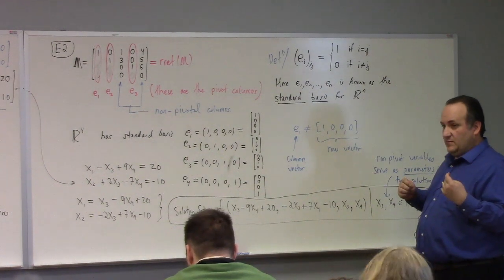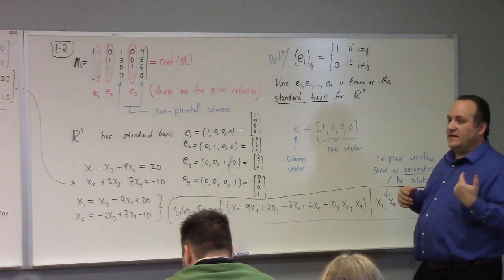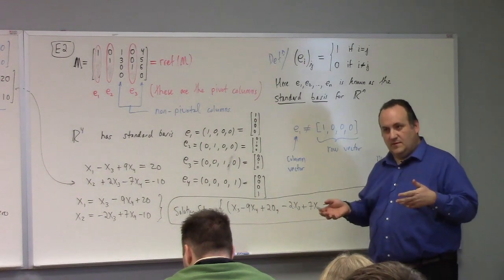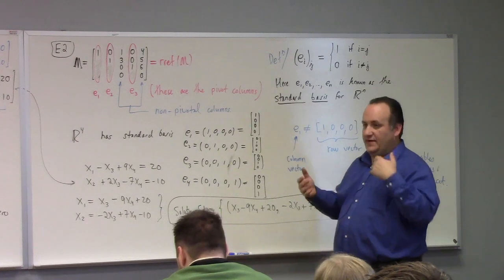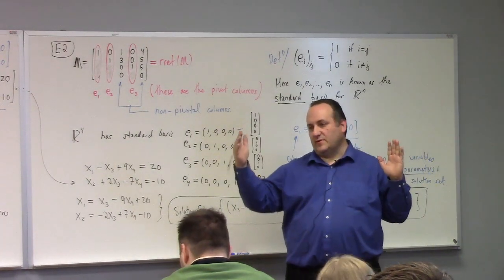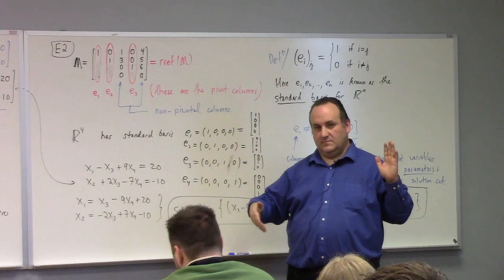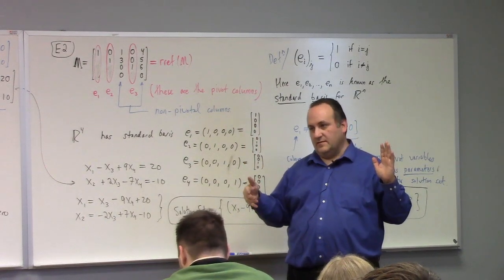It depends on the system. Does x1 always have to be a pivot variable? No. How could x1 end up not being a pivot variable at all? What would have to happen is you'd have to have a system of equations where x1 just didn't appear in any of the equations, right?